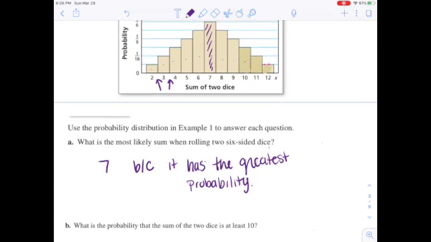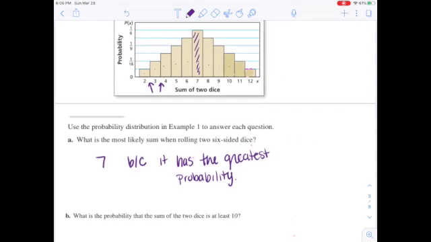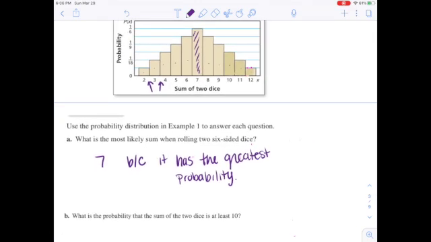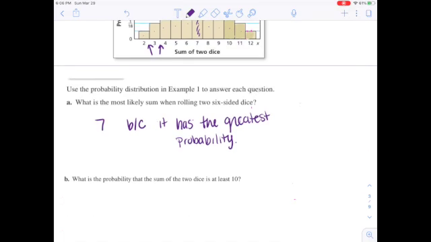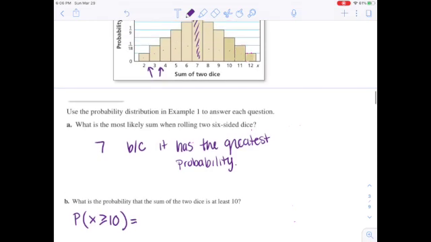All right, and then in the next problem, we can ask, what is the probability that the sum of the 2 dice is at least 10? So what does that mean? That means that we want the sum to be more than 10. Do you agree? Or in fact, including 10 and greater. So we would write this as the probability of x being greater than or equal to 10.